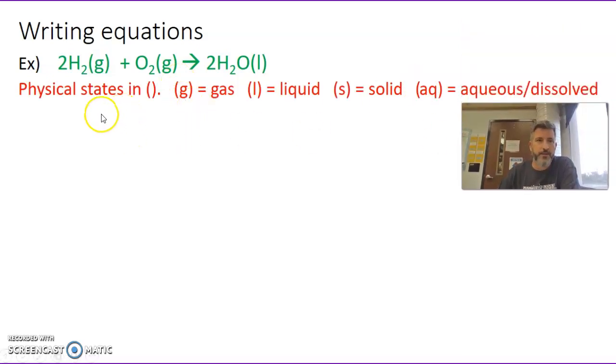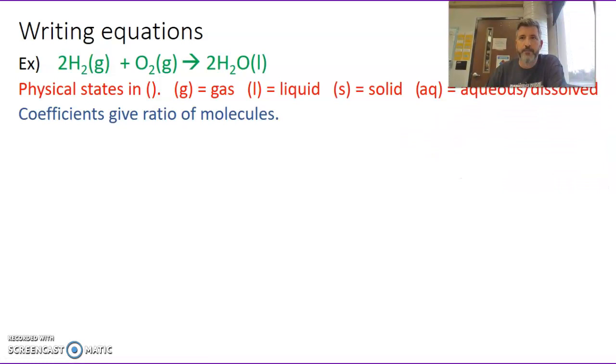Some things to take note of here. The physical states will be given in parentheses, so sometimes that's important, sometimes it's not. But if it says G, that means a gas. If it says L, that means a liquid. S is solid, and AQ is aqueous, which just means it's dissolved. And then the other thing to keep in mind is that the coefficients out in front give a ratio of molecules. So in this case, we have 2 hydrogen molecules reacting for every 1 oxygen molecule to make 2 water molecules.